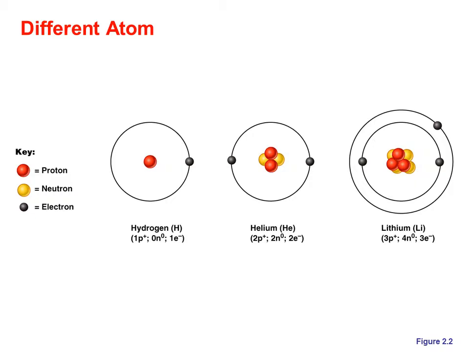In order to make molecules and compounds, we will have to use different atoms. In this slide, we have 3 atoms: hydrogen, helium, and lithium. If we joined lithium and helium and hydrogen together, we could make a molecule.